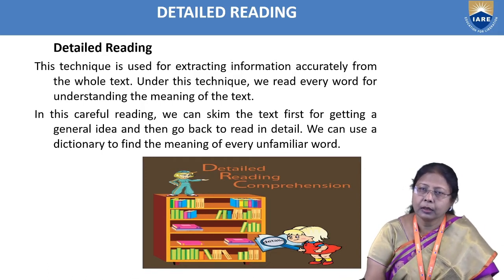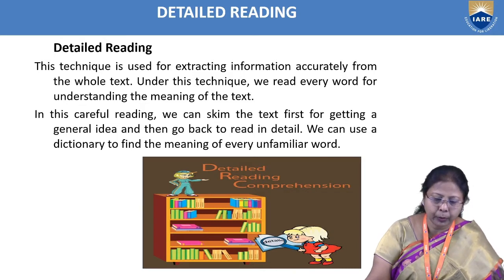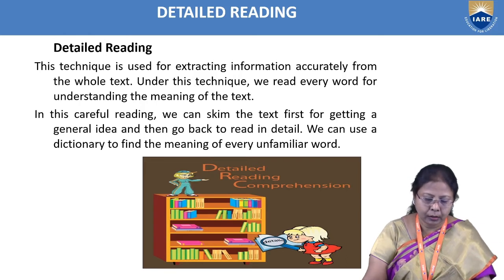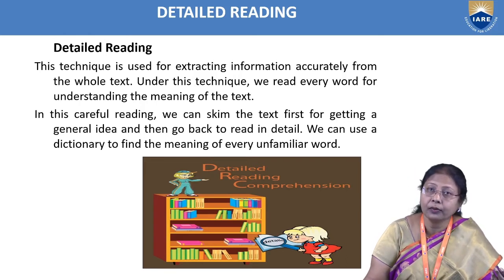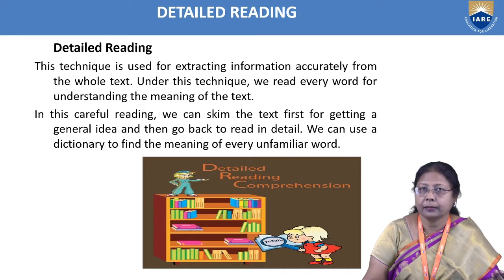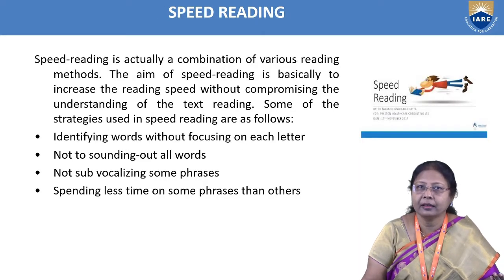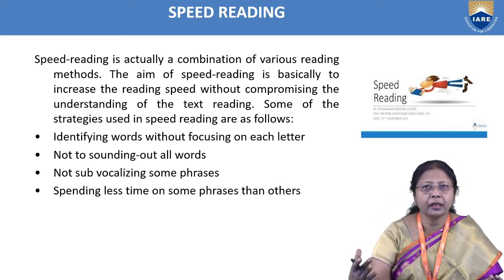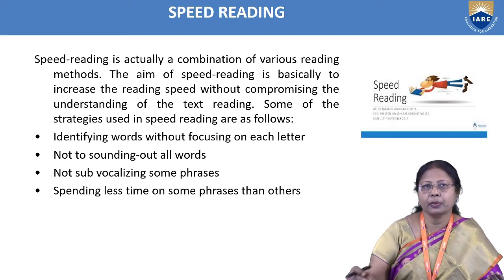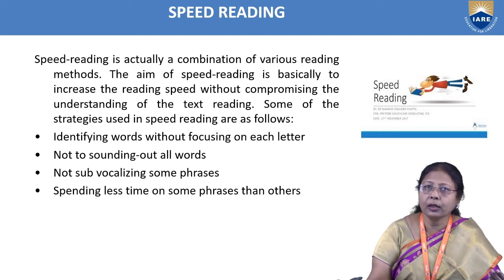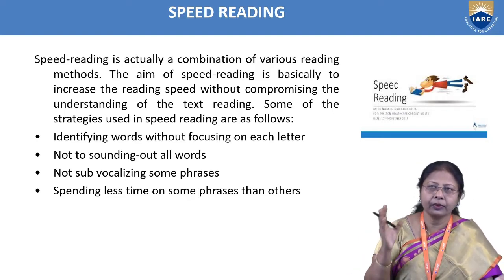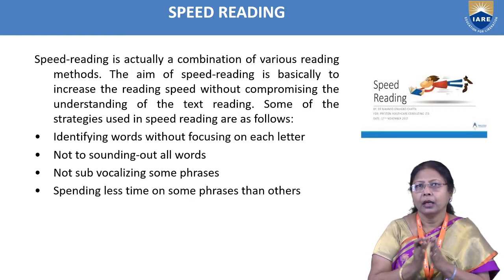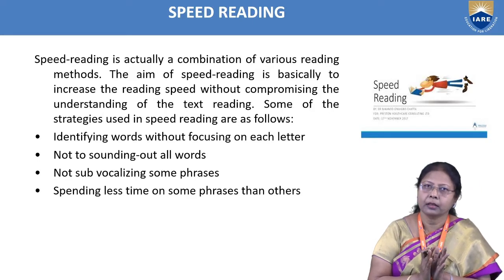So we can use this. The people who go for detailed reading use a dictionary also for unfamiliar words, to know the meaning of the unfamiliar words. And the next one is speed reading. Speed reading is what we practice to gain speed. It is actually a combination of various reading methods, whether we call it skimming, scanning, active reading or detailed reading, whatever it is, this is the combination of various reading methods.